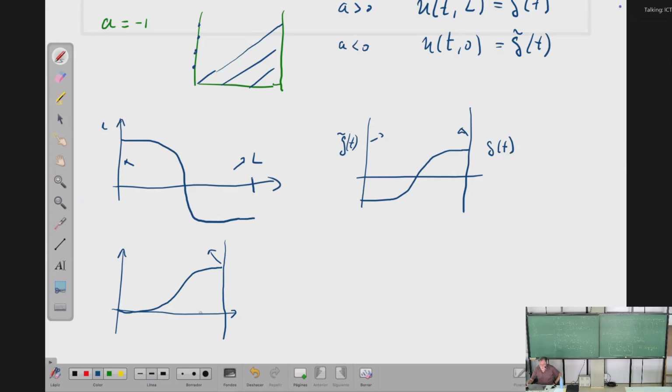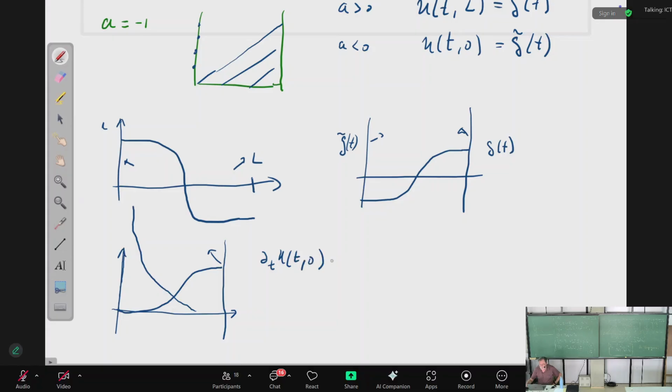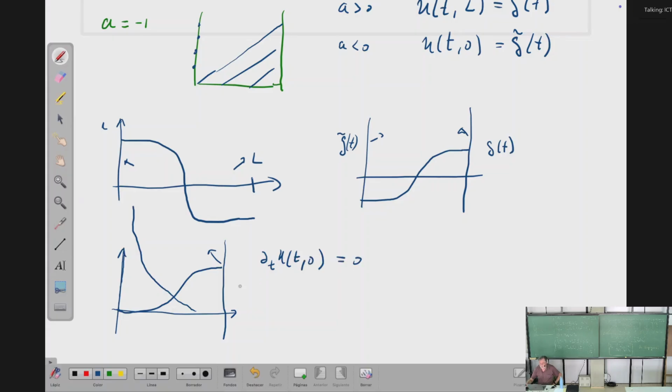So if you follow the vector field, they do like this. Okay, they never reach this point. So the wave goes like that. And here you don't have to give anything because it's already determined by the value at the boundary. So at the boundary, dt of u at t 0 is 0, so it's control.